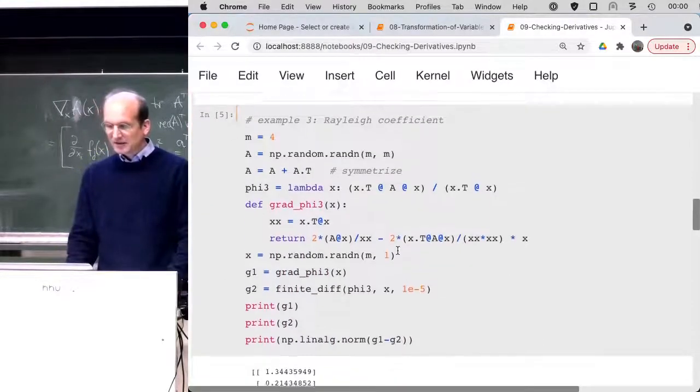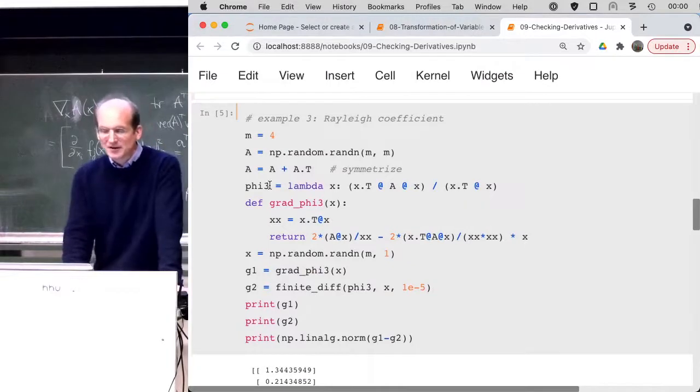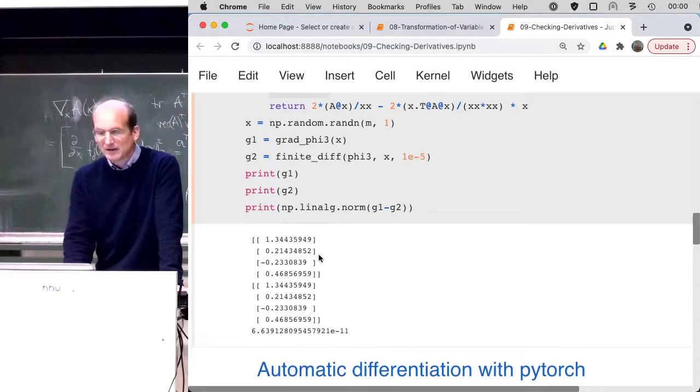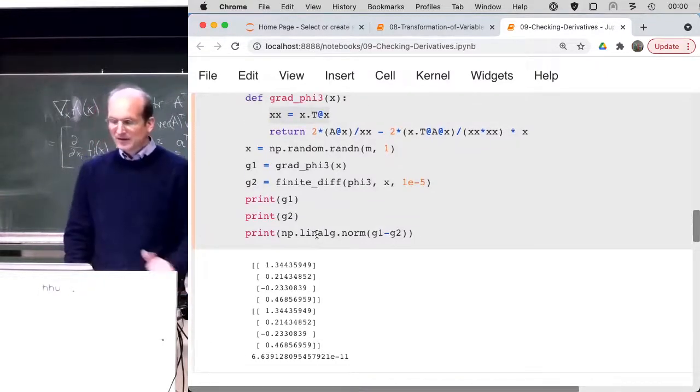So this is an implementation. This again is my function phi3, x transpose times A times x divided by this one, and this is my derived formula here, and I can compare it with the finite differencing solution. Okay, so far so nice.